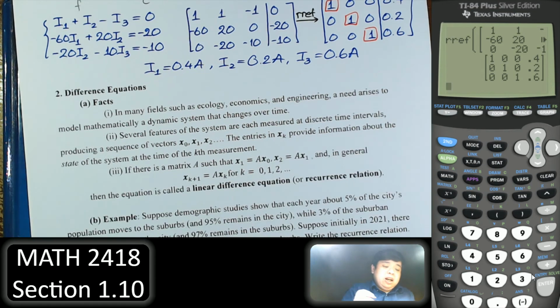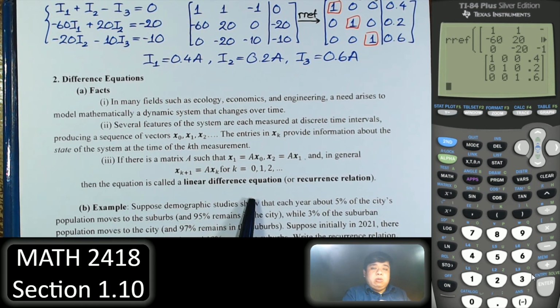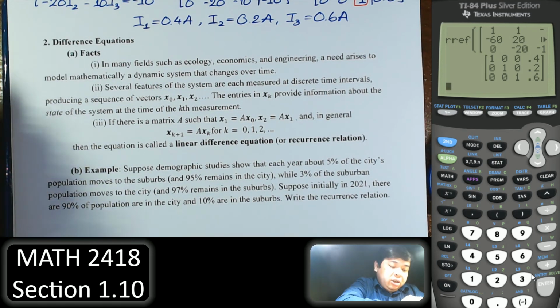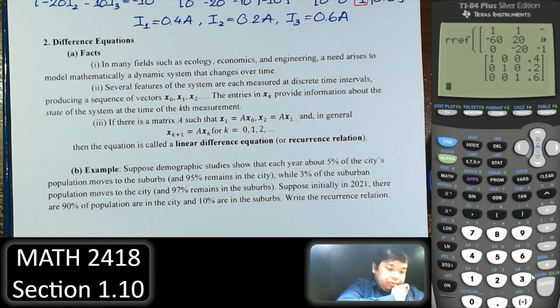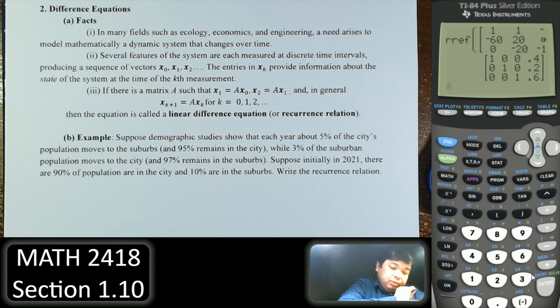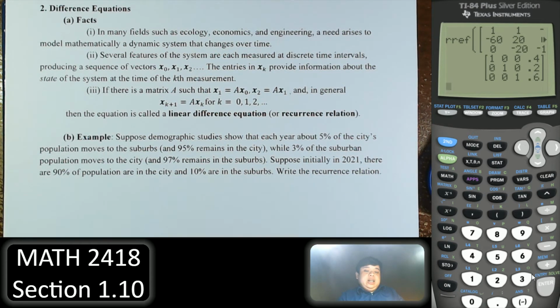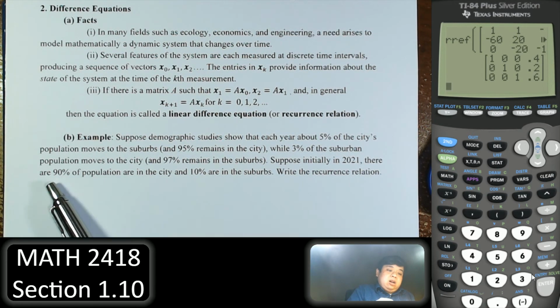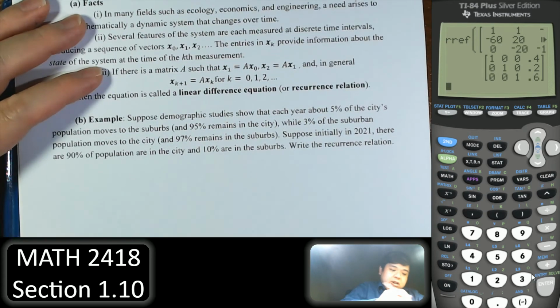If that's the case, we call that a linear difference equation, or just recurrence relation. So we have an example here. Suppose that demographics studies show that each year 5% of the city moves to the suburbs, and then 3% of the suburbanites move back to the city. Initially in 2021, there are 90% of the population in the city and 10% in the suburbs. Write the relation. Right. First, let's draw a matrix.